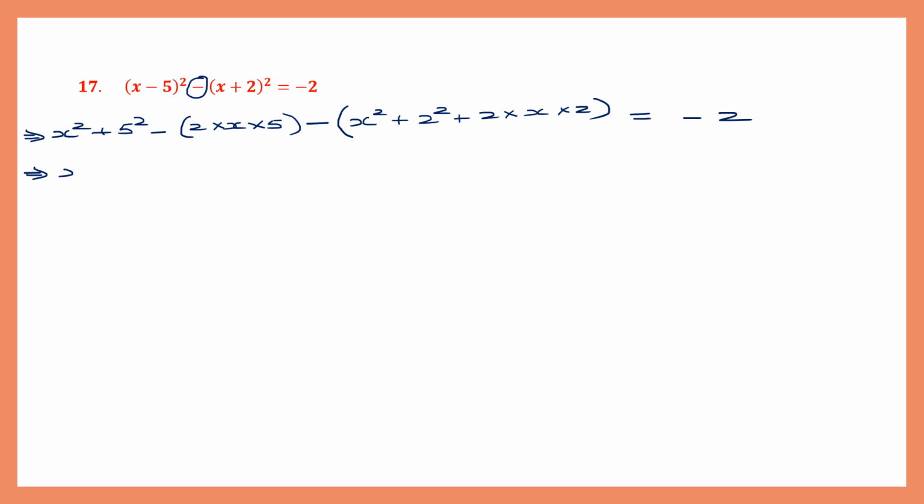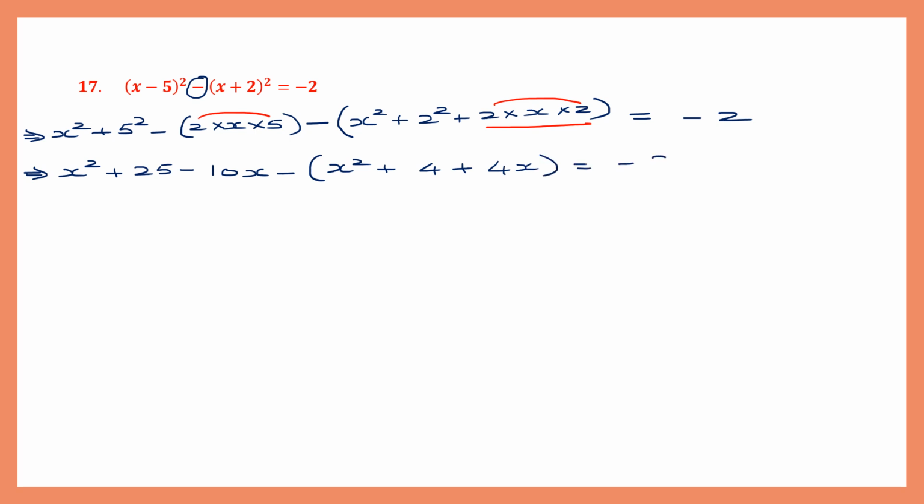x² will remain the same. 5² is 5 fives are 25, minus 2 into x into 5. 2 fives are 10, 10 into x is 10x. Now here let's go on to this. In brackets, let's continue with x². 2² is 2 2s are 4. Now this, let's work on: 2 2s are 4, 4 into x is 4x, plus 4x is equal to -2.